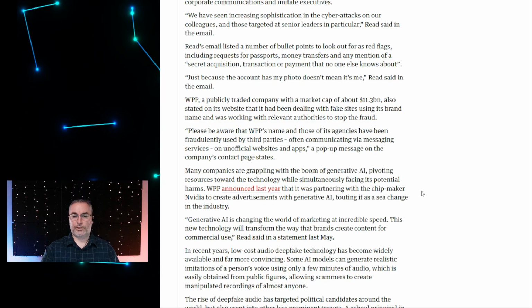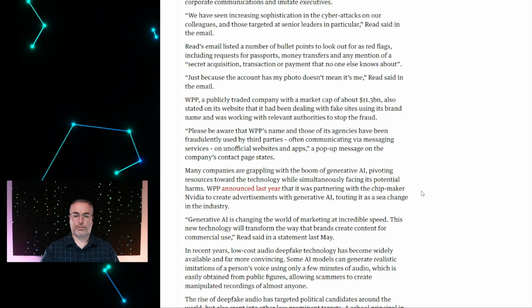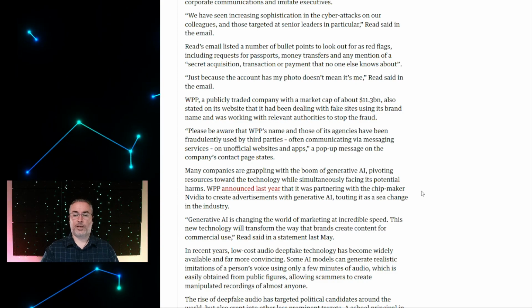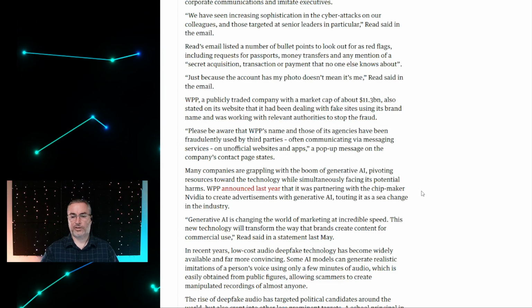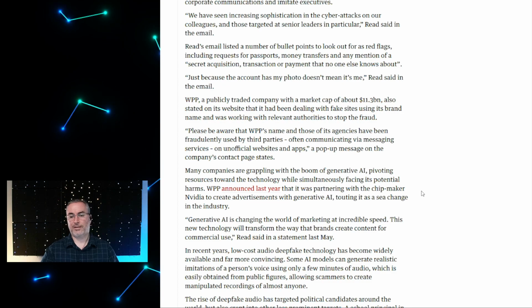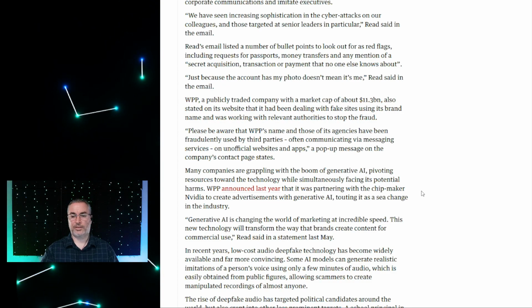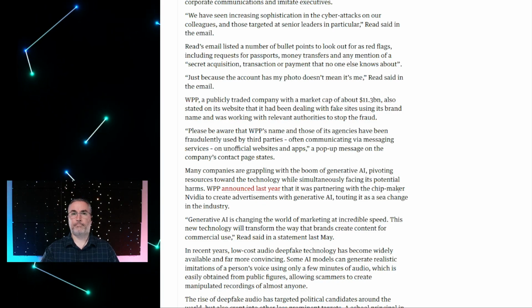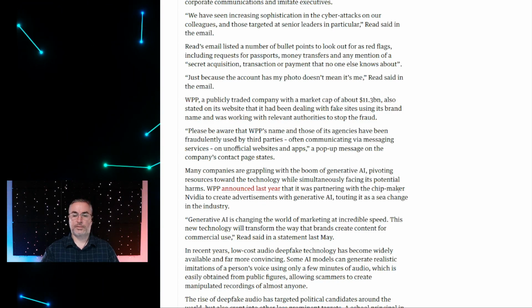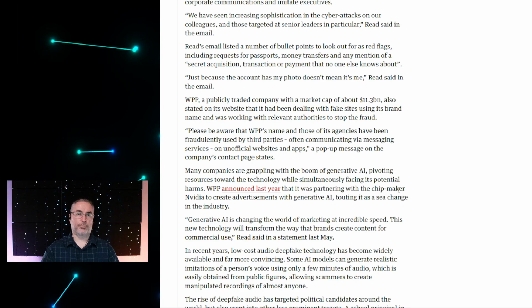Many companies are grappling with the boom of generative AI, pivoting resources toward the technology while simultaneously facing its potential harms. WPP announced last year that it was partnering with a chip maker, NVIDIA, to create advertisements with generative AI, touting it as a sea change in the industry. That's very interesting, isn't it? Do you think that caused them to be targeted? I would not be surprised.